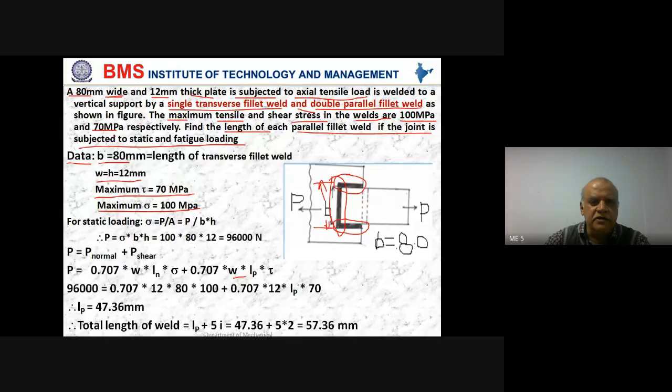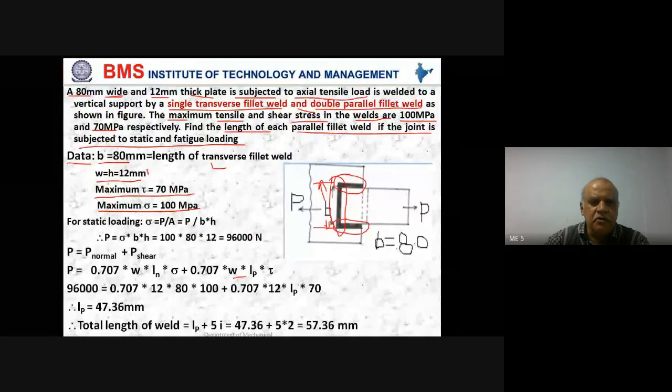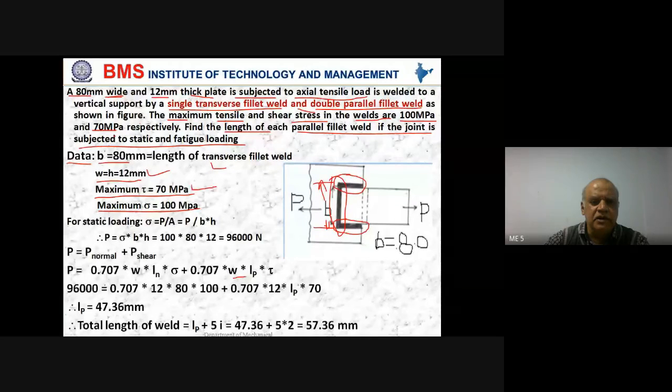So therefore weld size is 12 mm. W will be 12 mm. Maximum shear stress is 70 megapascal. Maximum normal stress is 100 megapascal. So for static loading, because we are not given with the value of P there, right? So therefore, for static loading, sigma is given by P by A, that is P by B into H.